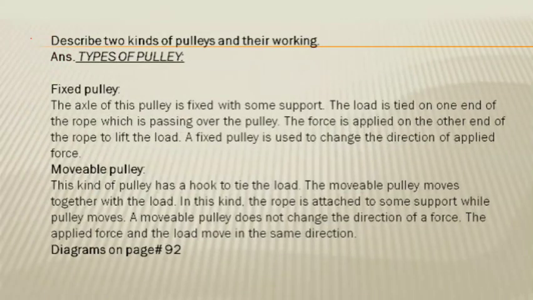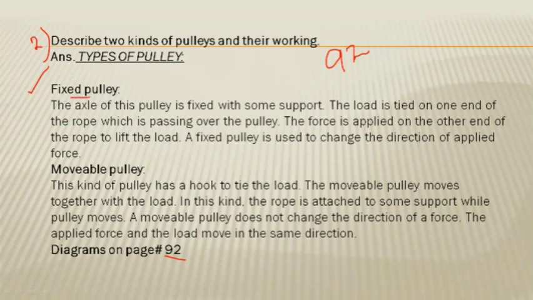The second question is: describe two kinds of pulleys and their working. Right now we have discussed the types of pulley. You will give the heading that is on page number 92, and you will write first about the fixed pulley and draw its diagram, which is on page number 92. The diagrams are very important. Which diagrams are important, I will discuss with the questions as well. This is a long question, so you must draw the diagrams on page number 92 about the fixed pulley and the movable pulley. Both diagrams you have to draw there.